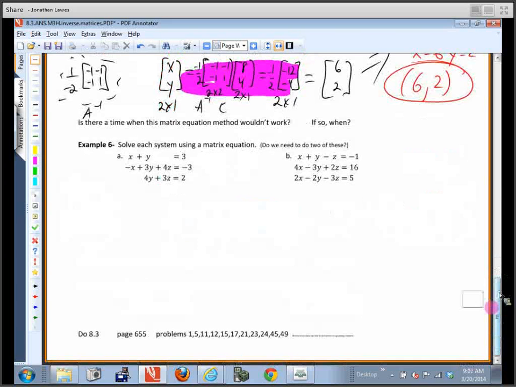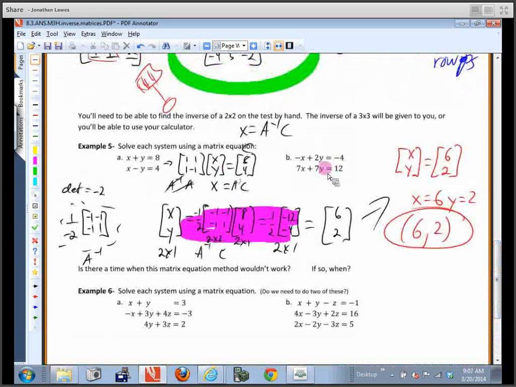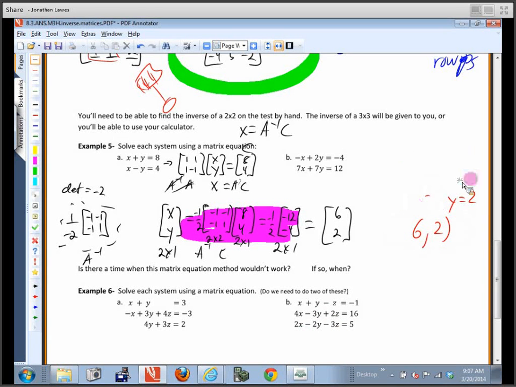I'd like to take a look at this problem right here and do one of these. I mean, do we really need to do 2 of those? Don't really need to do 2 of those. So I'm going to get rid of this. On this problem right here, what is matrix A? What's the coefficient matrix? -1, 2, 7, 7, right? What's the matrix C? What's the answer matrix? -4 and 12, correct?